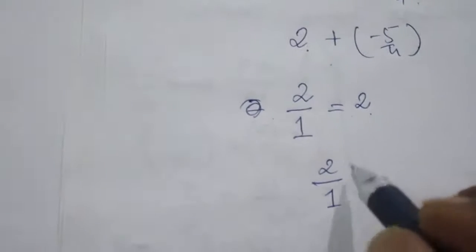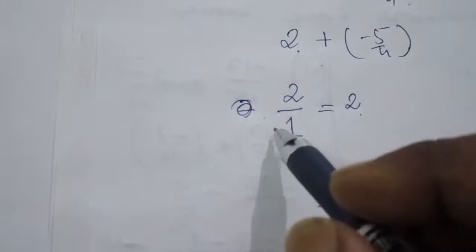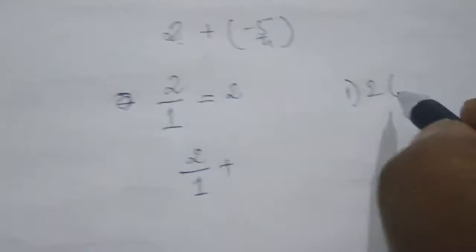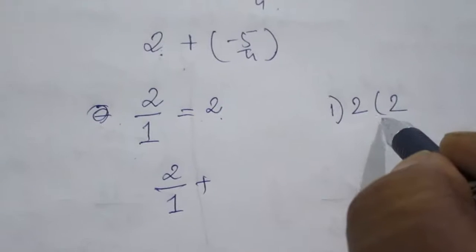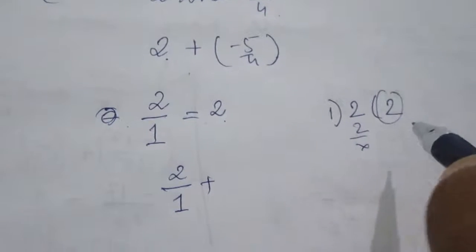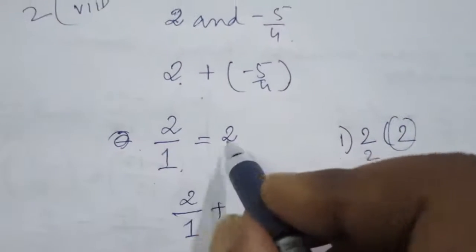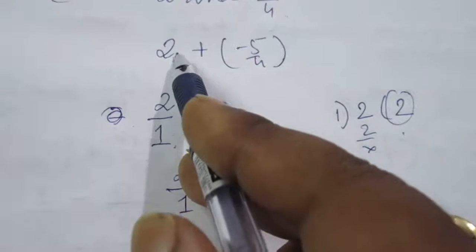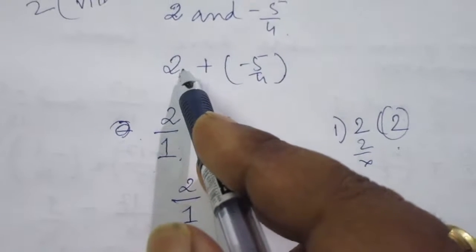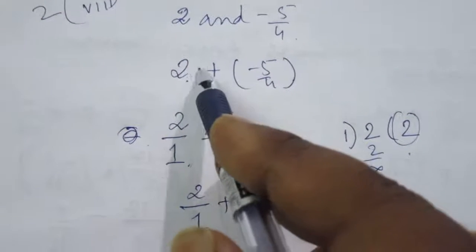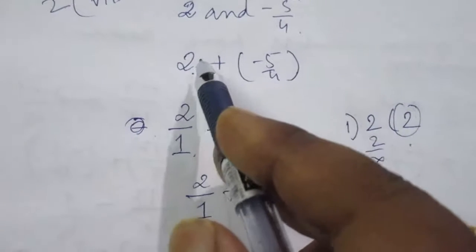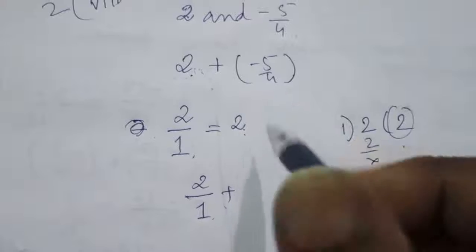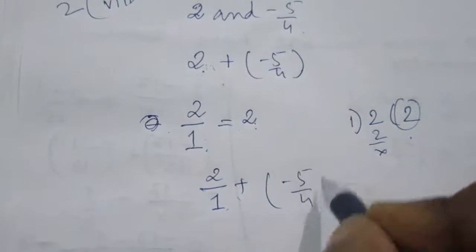Why 2 by 1? Because if we divide 2 by 1, then what will it give me? 1 twos are 2, so the answer is also 2. That is why 2 by 1 is always equal to 2. So if we have to write this rational number 2 as a fraction, then we have to write it as 2 by 1 plus minus 5 by 4.